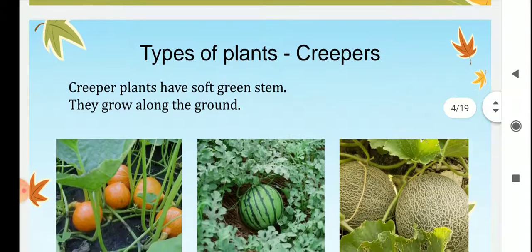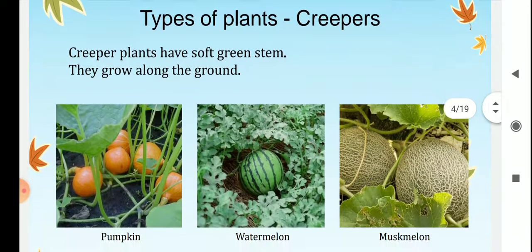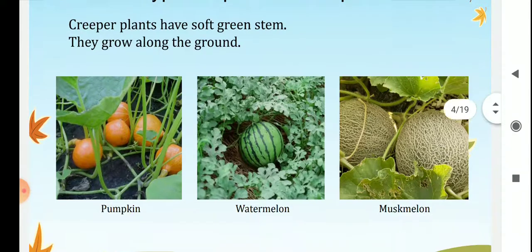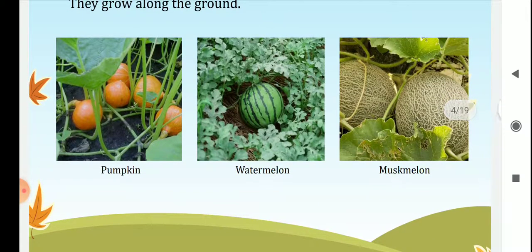Now the second is the creepers. Creeper plants have a soft green stem and they can grow along the ground. So in most cases they spread along the ground. Very common examples are pumpkin, watermelon, muskmelon, etc. There are lots of examples.